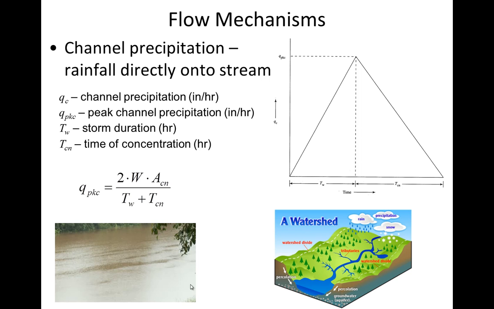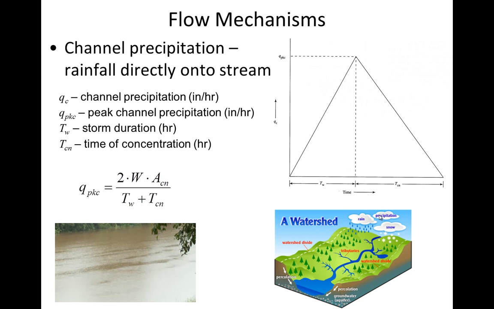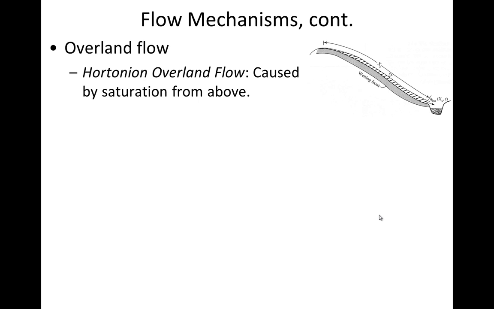And so it's easy to calculate, is the good news, the amount of runoff that there will be because of precipitation directly onto the stream. But the bad news is that it's almost insignificant relative to the quantities of runoff that are due to land area and precipitation contact. So of the flow mechanisms, overland flow is far more important than channel precipitation, which is the rainfall directly onto a stream.